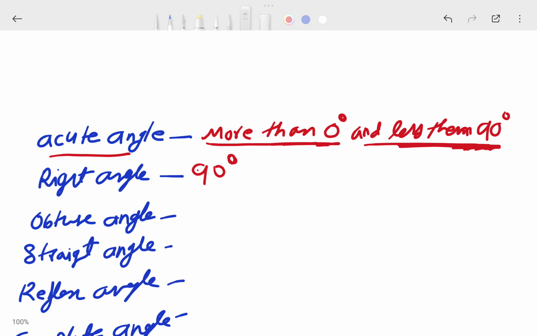And what is a right angle? Right angle means the angle which is exactly 90 degree. That is the only one called the right angle. Whenever someone asks you what a right angle is, just say exactly 90 degree.